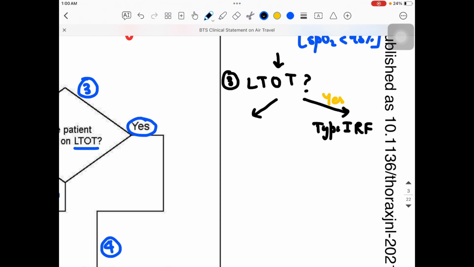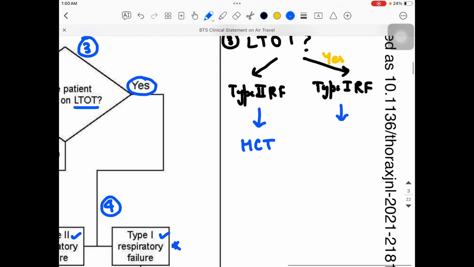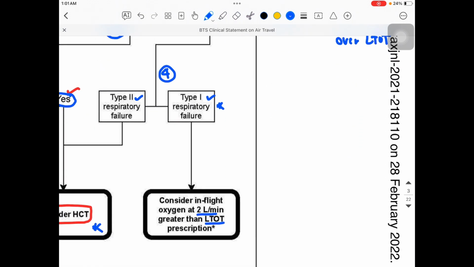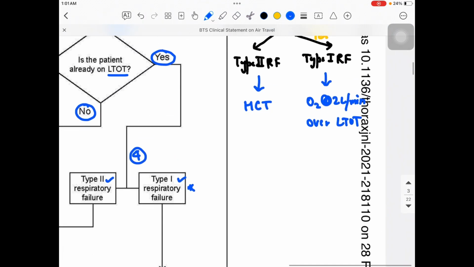If the patient is having type 2 respiratory failure, then you will consider the hypoxic challenge testing in this patient. If the patient is having type 1 respiratory failure, then you will allow the patient to board that flight, but with oxygen at 2 liter per minute over LTOT support, over long term oxygen therapy support, which we have talked about here. Consider in-flight oxygen 2 liter per minute greater than LTOT prescription. Okay, so that is the thing.